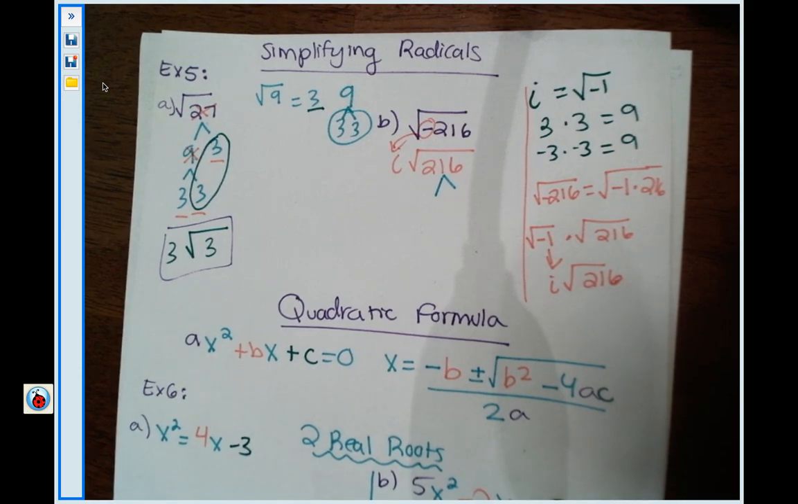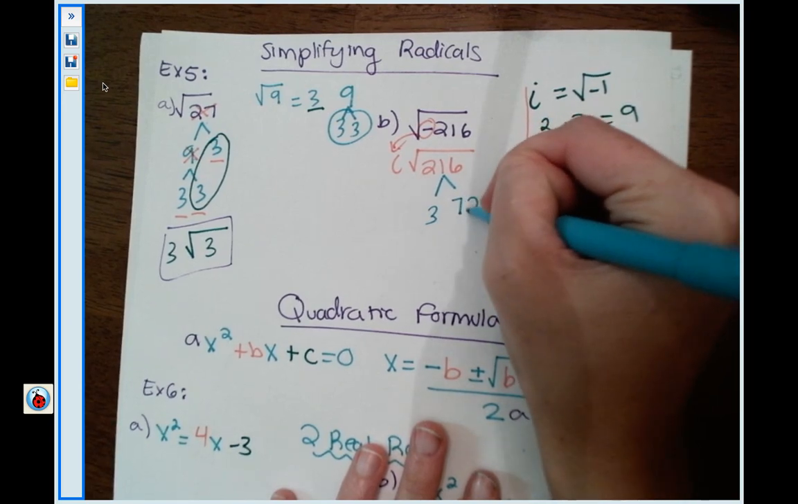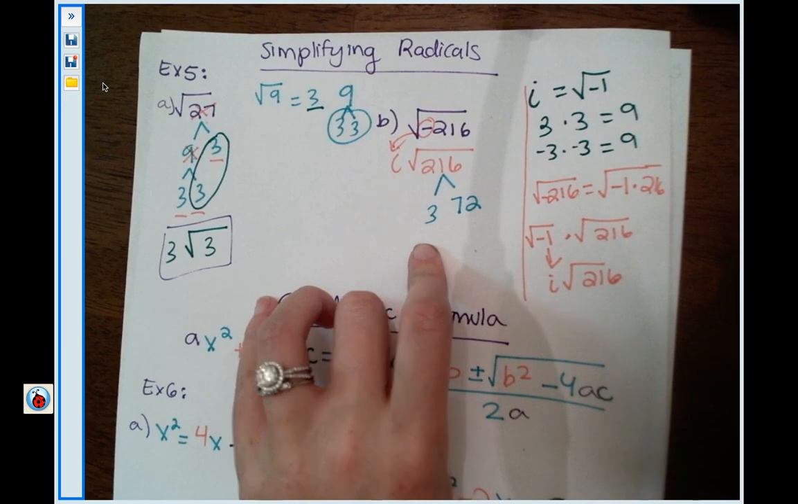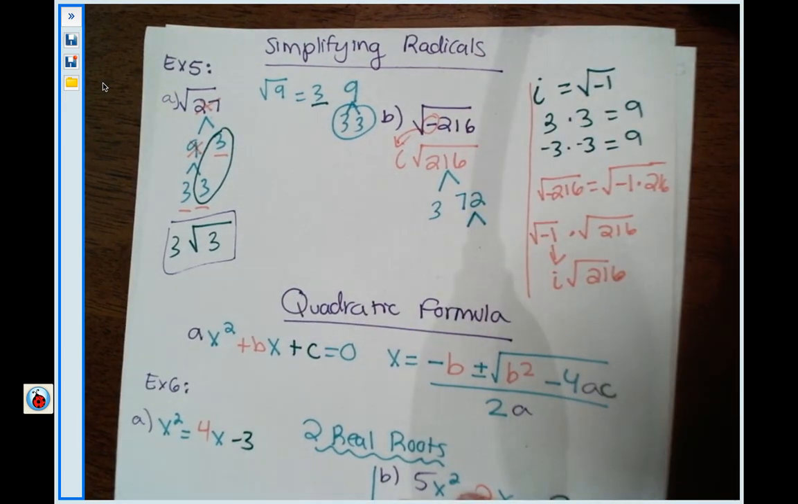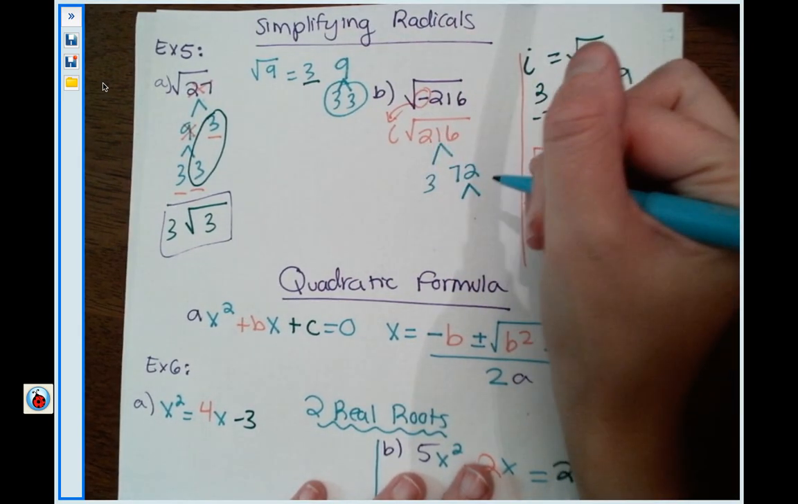Okay, but you can pick whatever you want and you will still end up with the right answer. I promise you guys. So what I'm going to do is 3 times 72. Those two things go into 216. I can't break down the 3 because the only thing that goes into 3 is 1 and itself. But I'm going to break down the 72. Two things that go into 72 are 9 and 8.